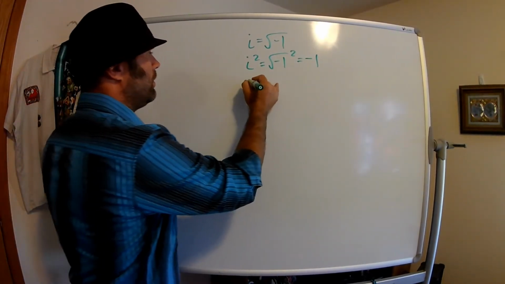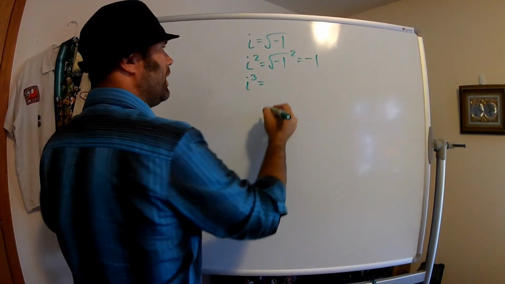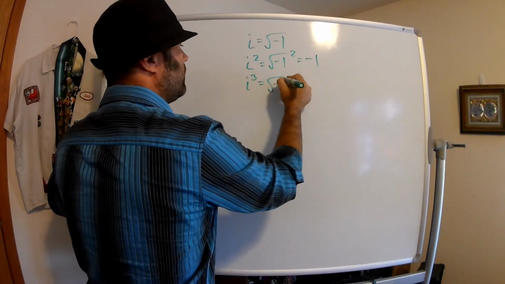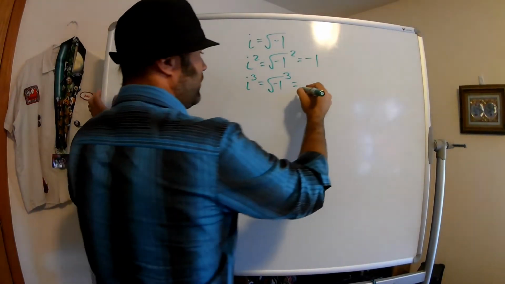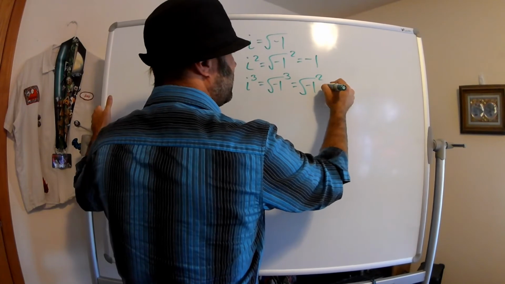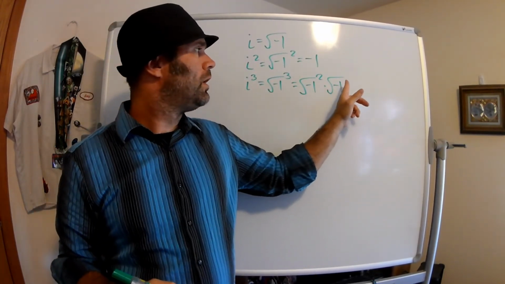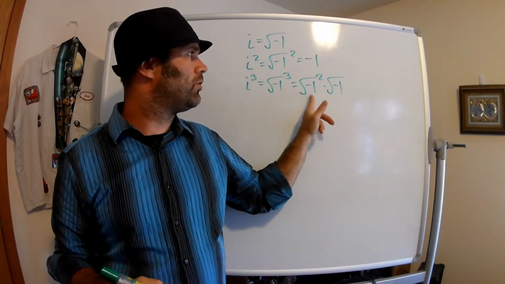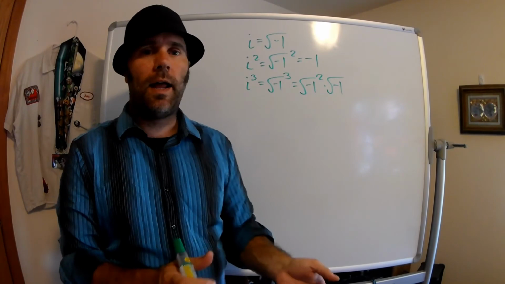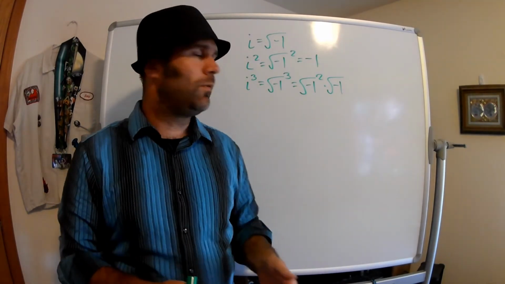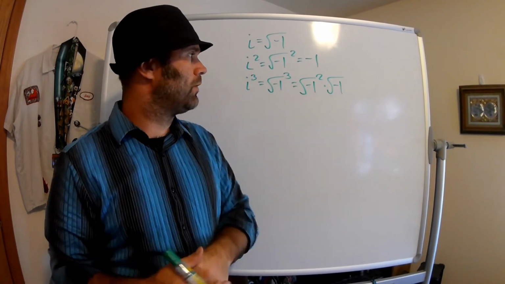i cubed is the square root of negative 1 cubed, which could be rewritten as the square root of negative 1 squared times the square root of negative 1. There's 3 of them. There's 2 of these, that's the square, and then a third one there. So the square root of negative 1 times the square root of negative 1 makes the square root of negative 1 squared, times the square root of negative 1.